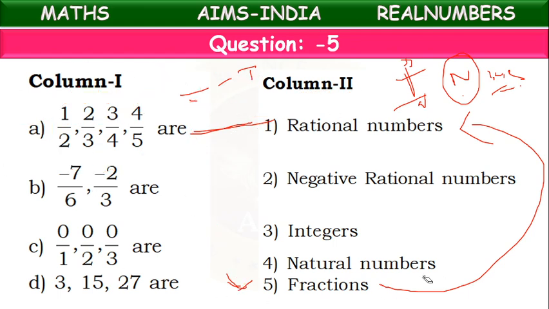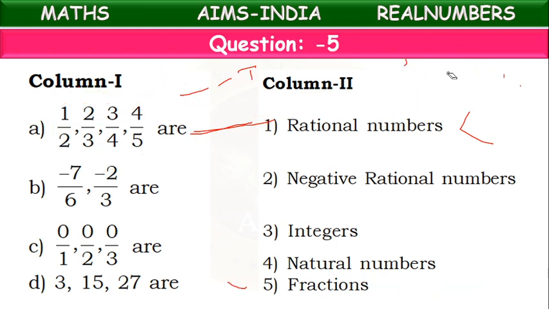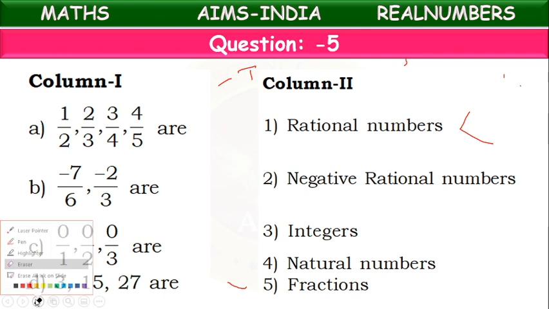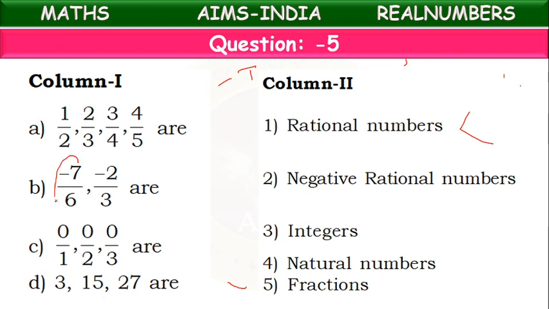Next one: minus 7 by 6, minus 2 by 3. Here negative integers are there, so they are not fractions. They are rational numbers, negative rational numbers. They are not integers, they are not natural numbers, and they are not fractions.